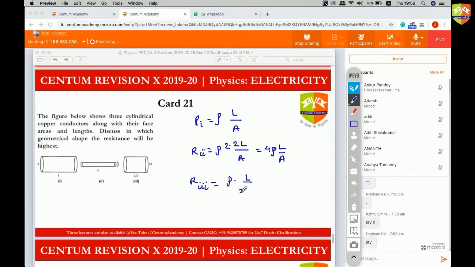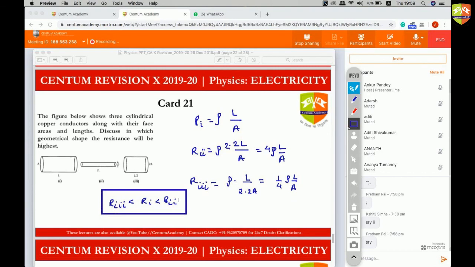Whatever they may ask, in ascending, descending, greatest, lowest, this is the answer. Clear or not? Sure? Clear? Easy. This representation is the best help instead of writing too many sentences. Mathematical representations will be preferred. Okay, Shreyas, thank you.